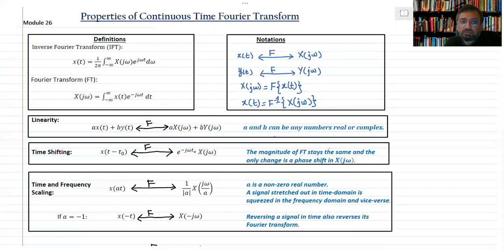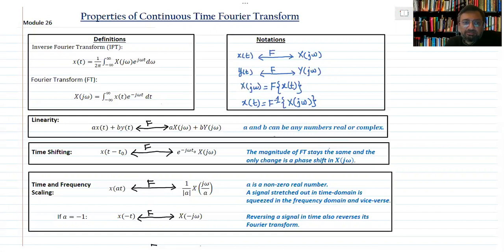of the Fourier transform. This property says that the Fourier transform of A times x(t) plus B times y(t) is equal to A times the Fourier transform of x(t) plus B times the Fourier transform of y(t), where A and B can be any numbers, real or complex. Linearity can be easily checked from the properties of integrals. Moreover, we can also extend this property to a linear combination of an arbitrary number of signals.